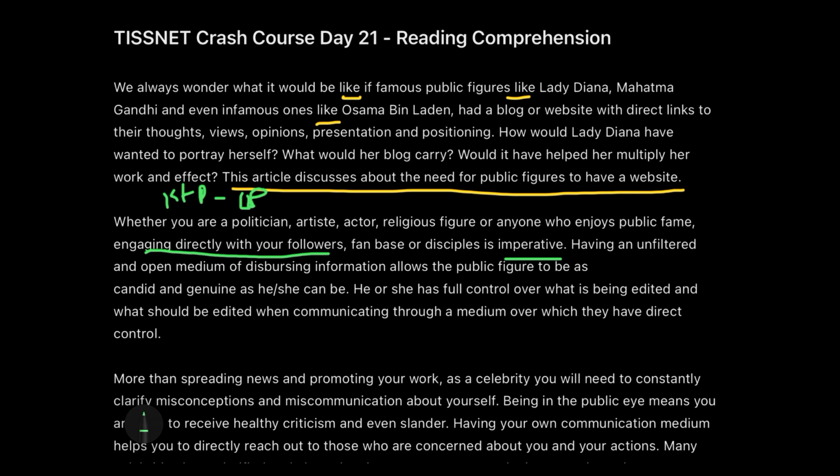Then when you are writing the notes for the second paragraph, how would you make notes for it? You can just make notes using the initial letters. If you think that this second paragraph doesn't have any hugely important information, but it has the information that the fans need a direct connect with their celebrity, so celebrity to fan connect is the main idea of the second paragraph. So you can write celeb to fan connect, and that's all. Okay, now moving on to the next paragraph.